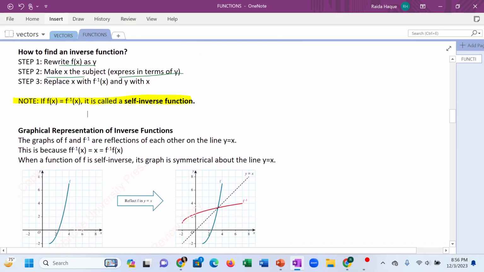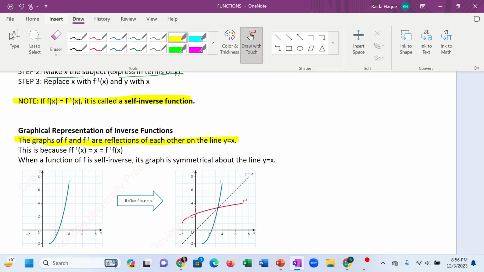So here we have the graphical representation of inverse functions. The graphs of f and f inverse are reflections of each other on the line y equals x. Something really important. So why is it? Because f inverse of f(x) is equal to x, right? We have already talked about this over here.